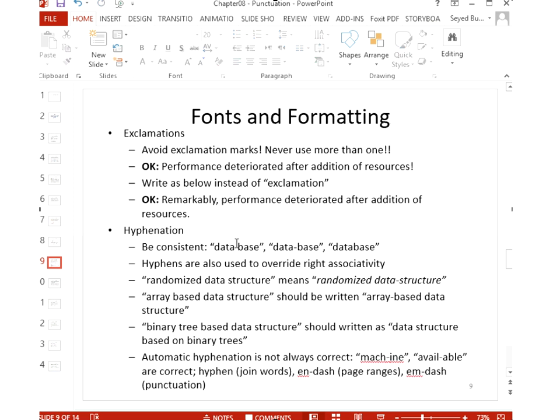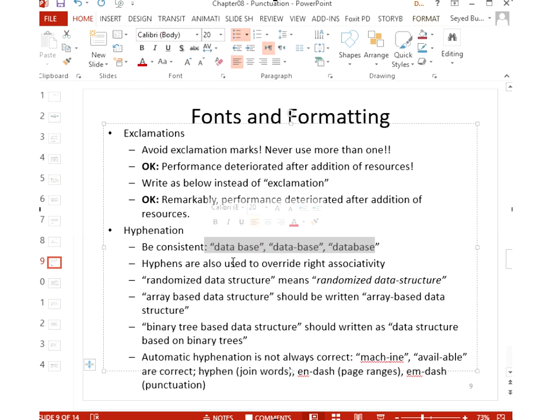What about hyphenation? If you use data base with a space, data-base with a dash, or database together, you can use any one of them, but be consistent throughout your text. The use of a hyphen is basically to override right associativity. Meaning, if I have a word like this, it means a randomized data structure. So if I want to say randomized data, I want to combine these two together, then I should add a hyphen here. Okay.